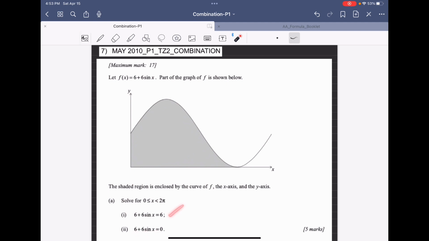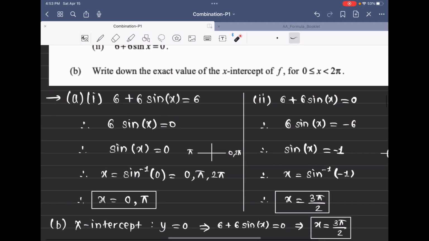Let's start with 6 plus 6 sin x is equal to 6. Take 6 on the other side. 6 sin x is equal to 6 minus 6, which becomes 0. Divide both sides by 6. So sin x is equal to 0. Sin value would be 0 when they are on the x-axis. On the x-axis, the angles are 0 or pi or 2 pi. So x is equal to arc sin 0, which is 0, pi and 2 pi.